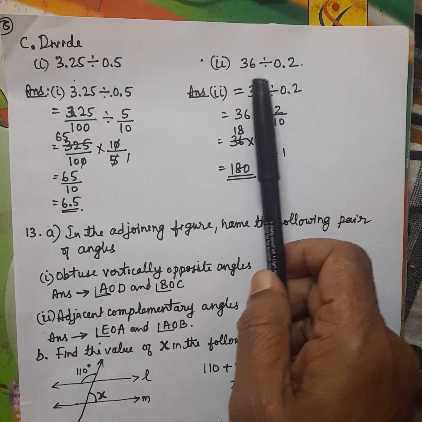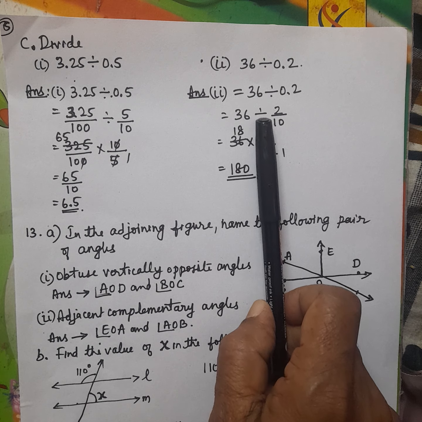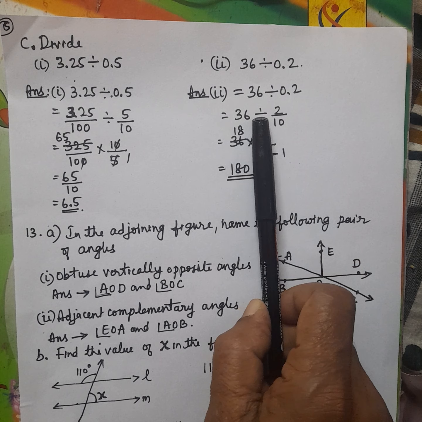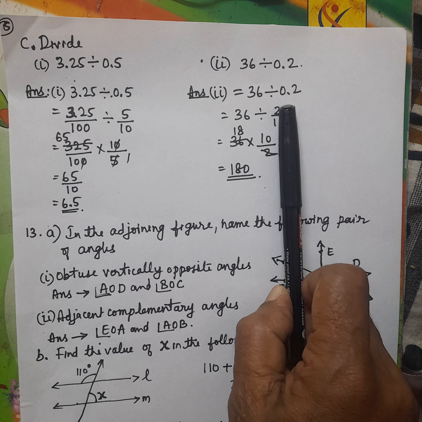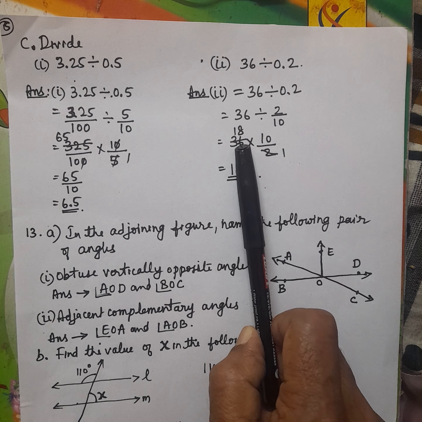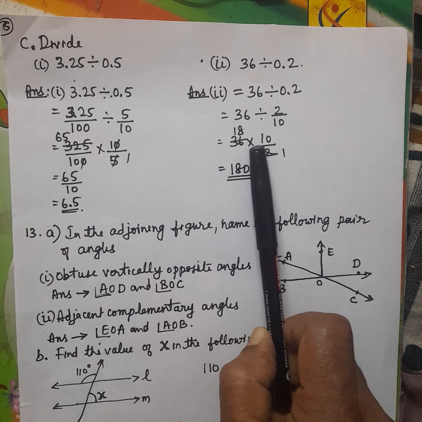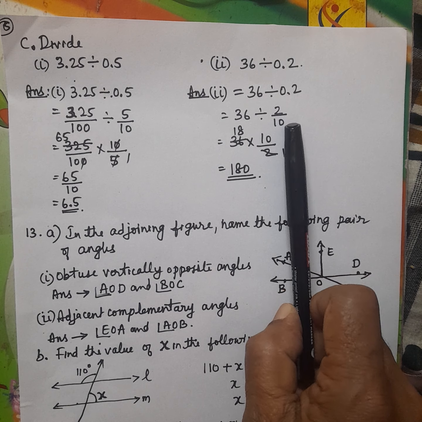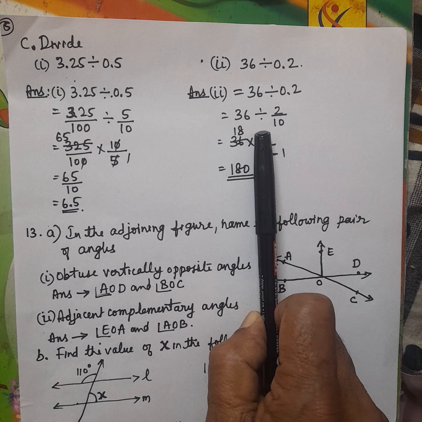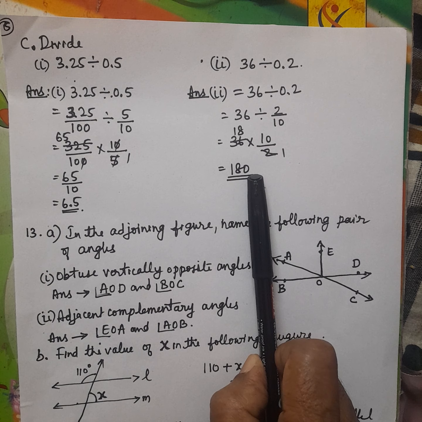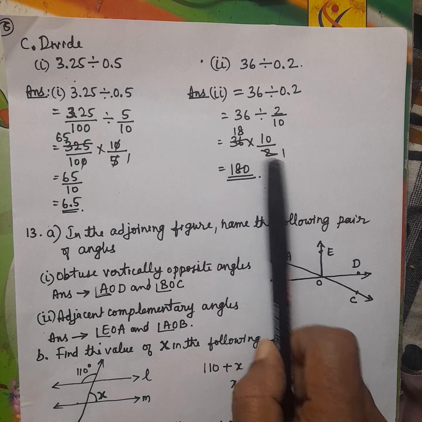The second question is 36 divided by 0.2. When 36 divided by 0.2 becomes a fraction, it will become 2 by 10. When you multiply this, it becomes the reciprocal. 36 into 2 by 10 becomes 10 by 2. So 2 divides 36 by 18 times. So 18 into 10 is equal to 180. There is no chance of any decimal place. It's a whole number.